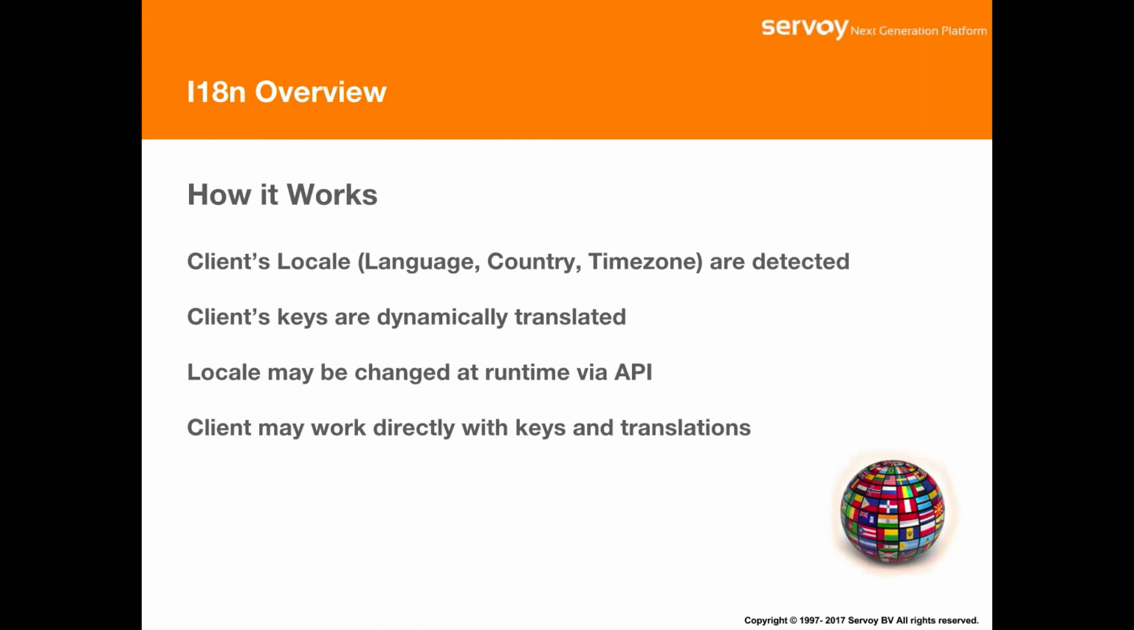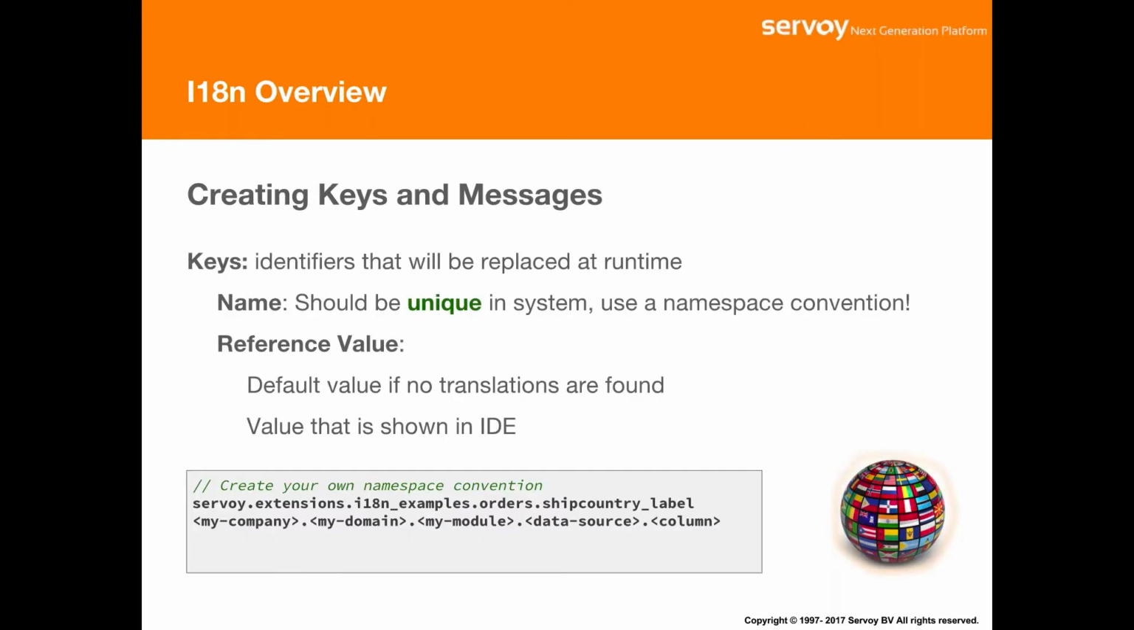The way it works from a high level is that when the client session starts, the locale is detected, and that includes the language, the country, and the time zone. We didn't really talk about that, but the language, the country, and the time zone are detected, and everything gets translated based on that. Now, you could change the locale at runtime like I did via the API if you wanted to set a preference or something. Also, there is the ability to expose the keys just through the table, through normal found sets and forms and stuff, where end users could work directly with keys and translations.